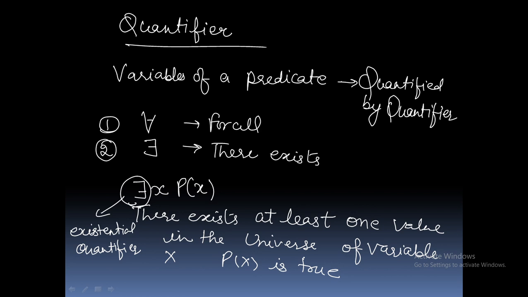Now next is the quantifier. The variable of a predicate is quantified by a quantifier, and there are two types of quantifier. First is for all, second is there exists, and this symbol is also known as the existential quantifier. When we write this symbol with P(x), that means there exists at least one value in the universe of the variable x for which P(x) is true.